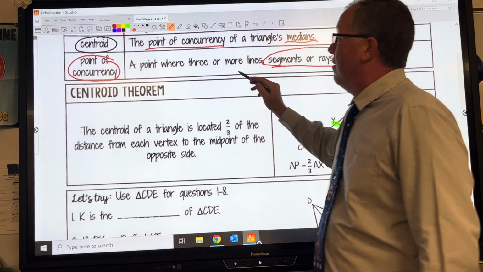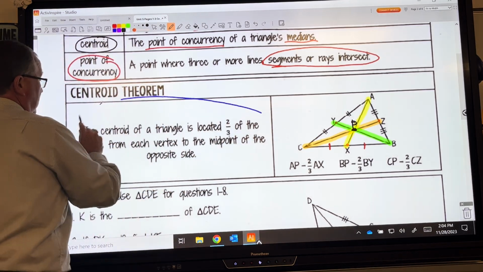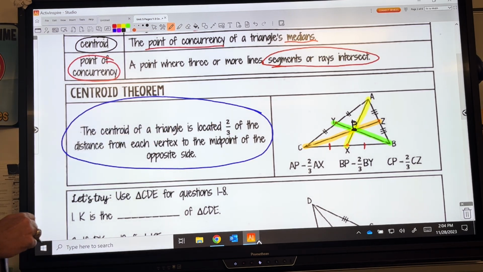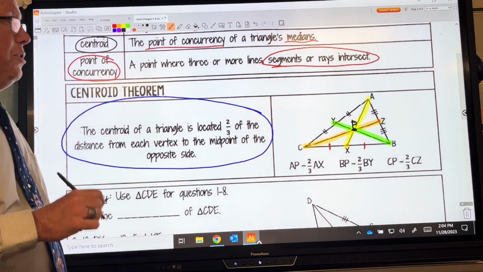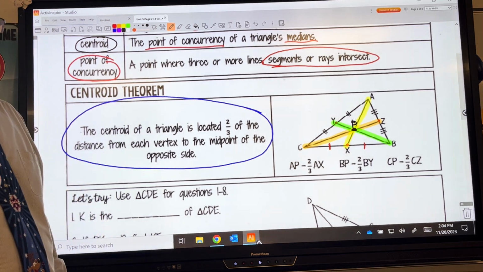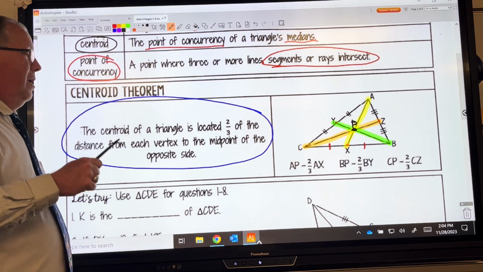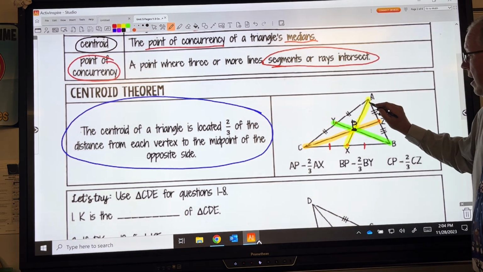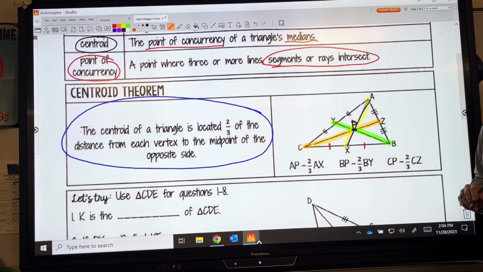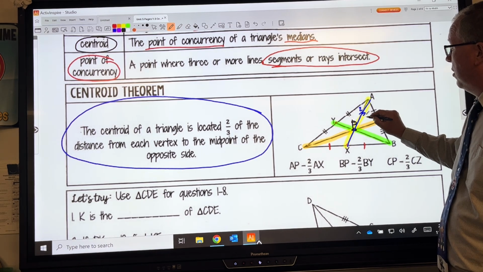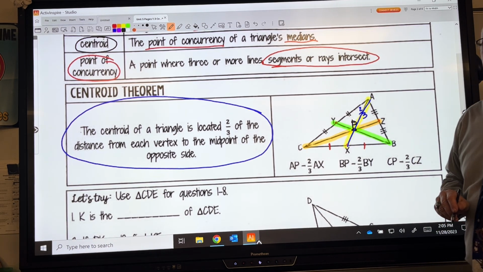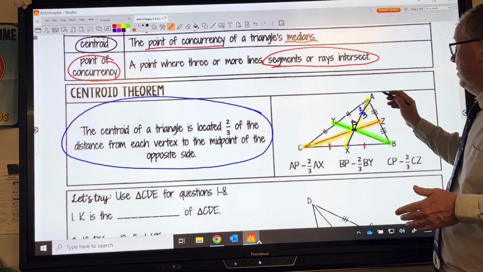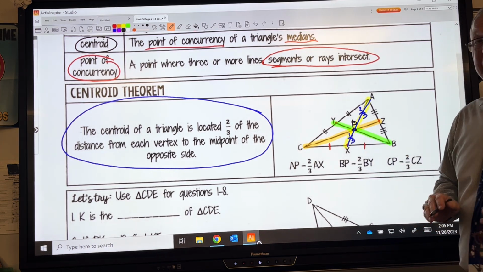Now, the centroid theorem is right here. And it states the centroid of a triangle, that's point P on our triangle, the centroid of a triangle is located 2/3 of the distance from each vertex to the midpoint of the opposite side. So that's saying if I was going from A to X right there, that's my median. A to P is 2/3 of that distance, okay? Which means if the whole thing is 3/3, right? Because the one whole is 3/3. If this is 2/3, that means this part down here has to be 1/3.